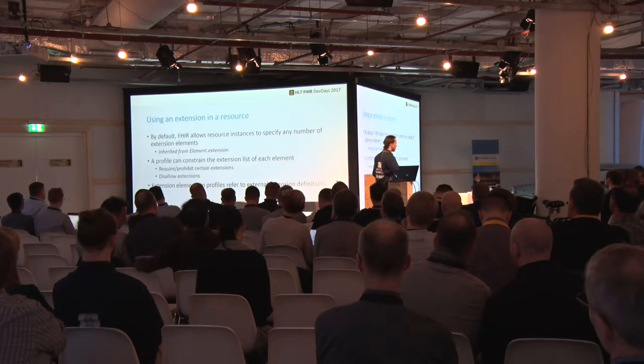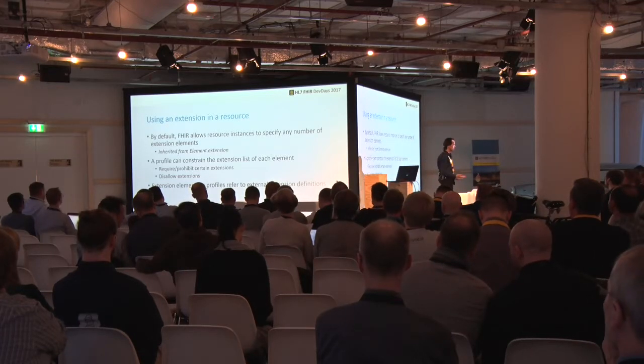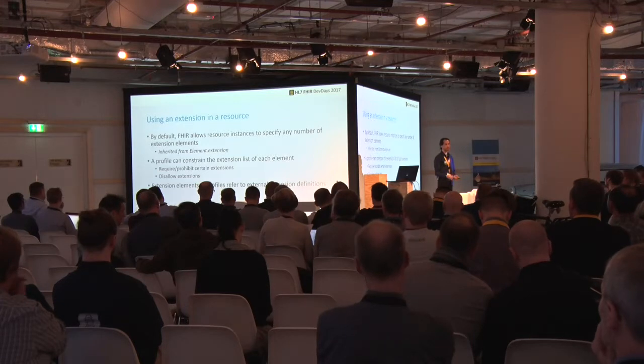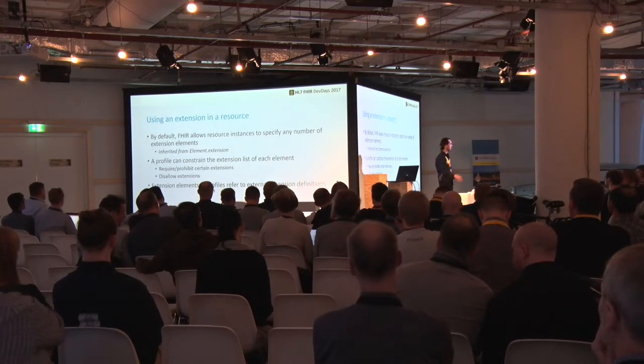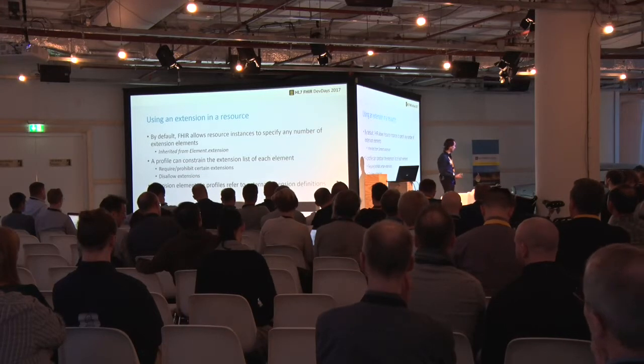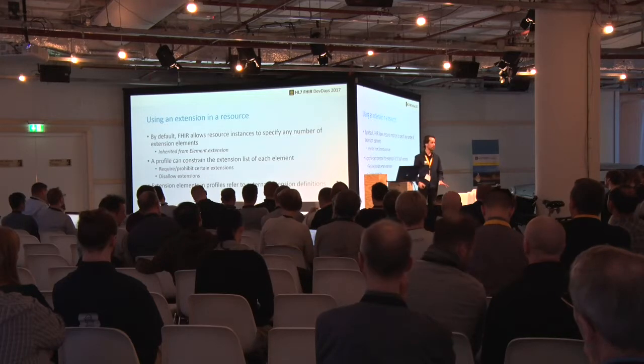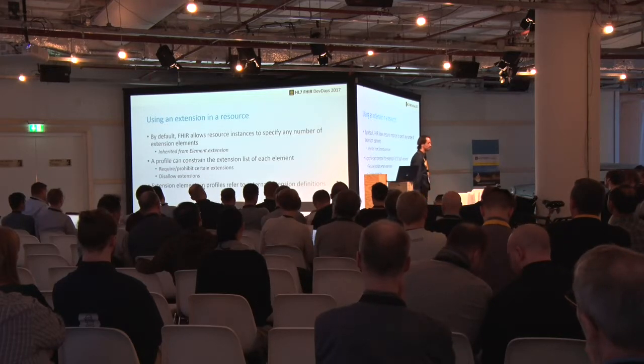So by default, FHIR allows any number of extensions. The FHIR core resource, like a patient, says you can add extensions on any of the elements, and I will allow it. I'm fine with that. So if you exchange FHIR information in a generic sense in a server that doesn't use any profiling, you can slap as many constraints on it as you want, and the server will accept it.